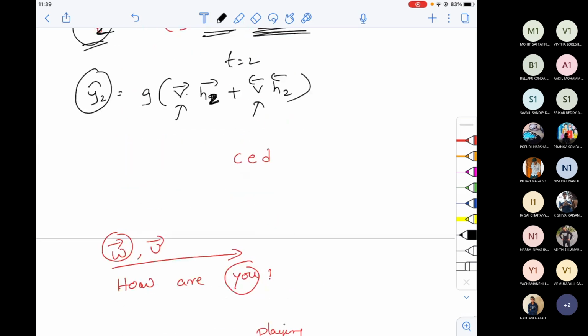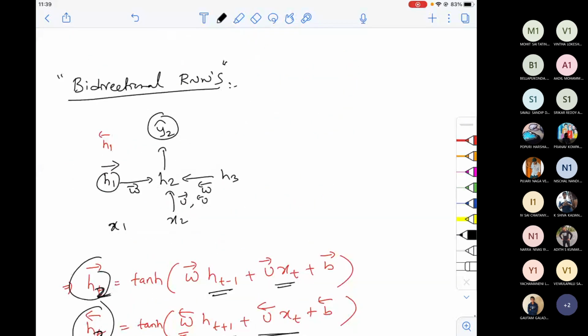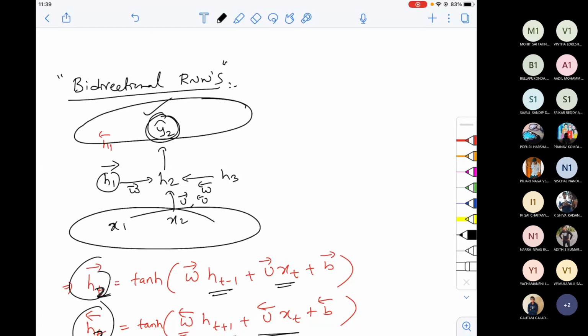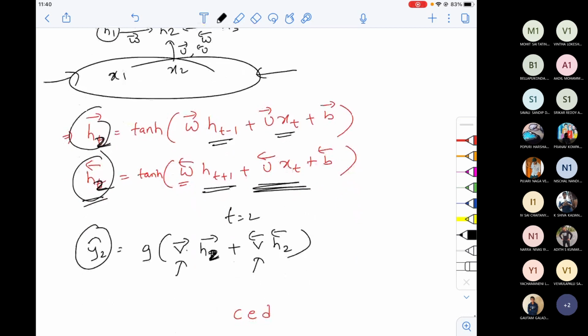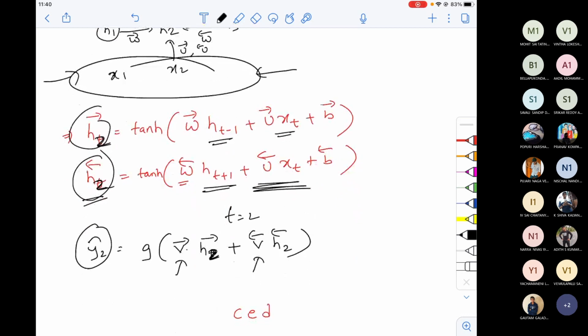Okay, so that's the reason I could guess the translated word at Y2, because this is my Telugu language and this is maybe my English language. I could guess the translated English word appropriately because I analyzed the Telugu sentence in the forward direction as well as the backward direction. Okay, so this is the main theme of bidirectional RNNs.